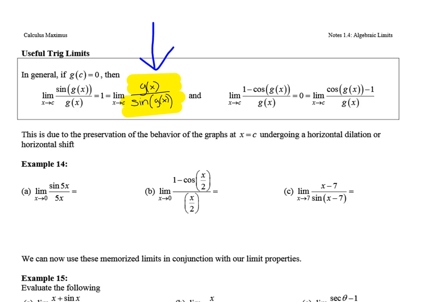Continuing 1.4, algebraic limits. You have one correction to make in your notes. This should be flipped around in your notes.